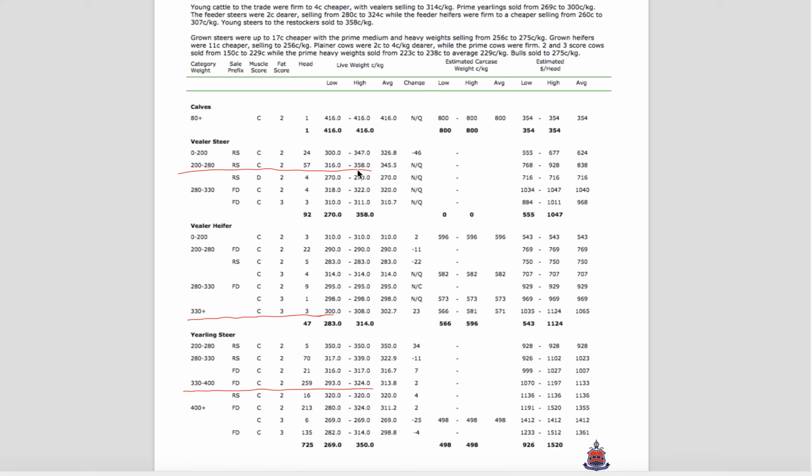So that's $3.58 per kilogram of the animal. And because the animals were kind of 200 to 280 kilos, if you move across here to the estimated dollars a head, basically the high price was about $928 per animal. So that's kind of 200 to 280 kilos times $3.50 a kilo.